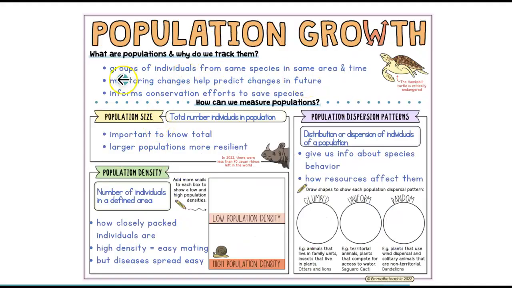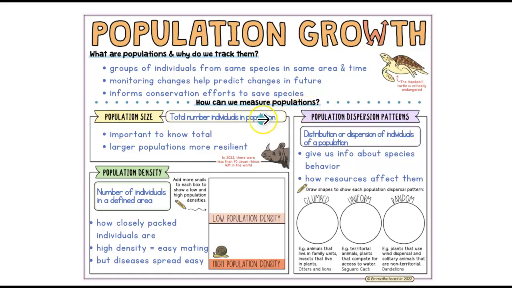Population growth is very important to learn about. So what are populations, and why do we track them? Well, if you remember, groups of individuals from the same species in the same area and time are populations. When we monitor these changes to population growth, it helps us predict changes in the future. It also informs conservation efforts to save species so they don't go extinct.